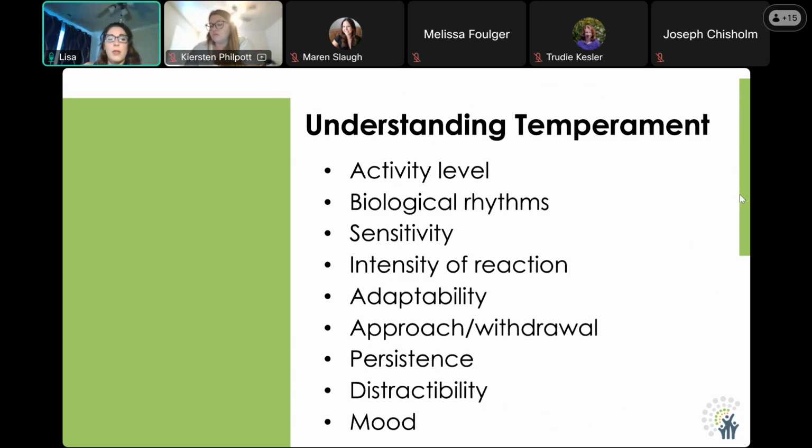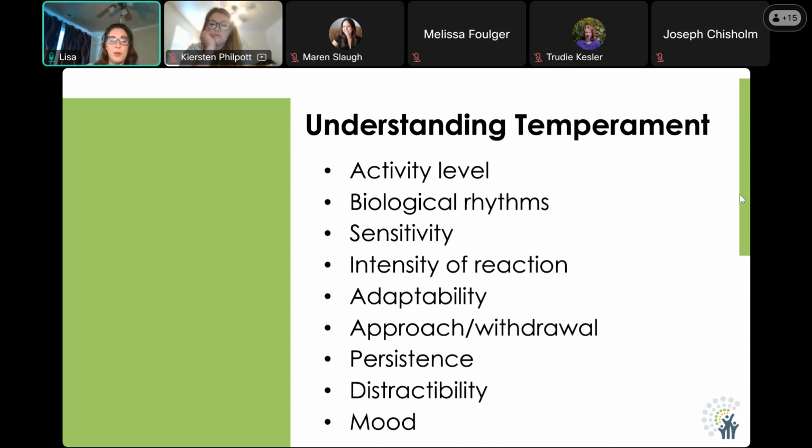The first is activity level. I should have a slide that shows this, but what I need is a scale that goes from 1, completely inactive, very calm, to 10, extremely active, has trouble sitting still, is constantly moving, fidgeting, and can't sit still.